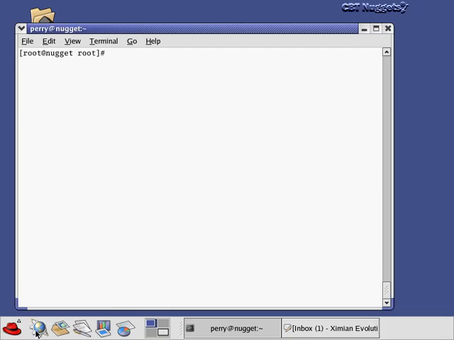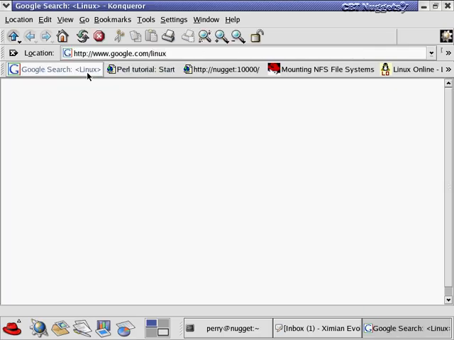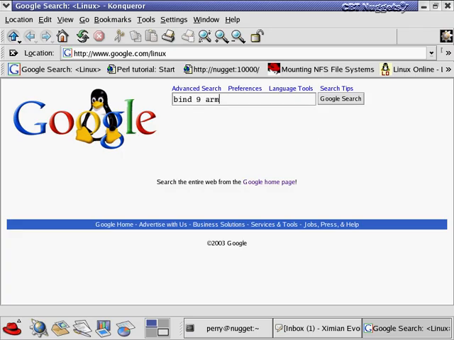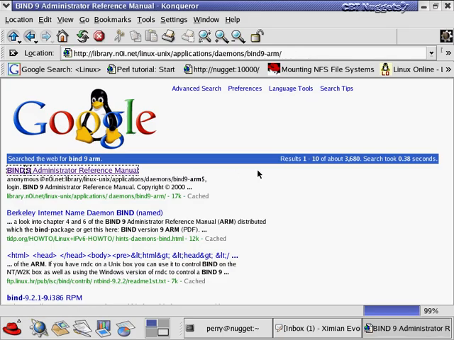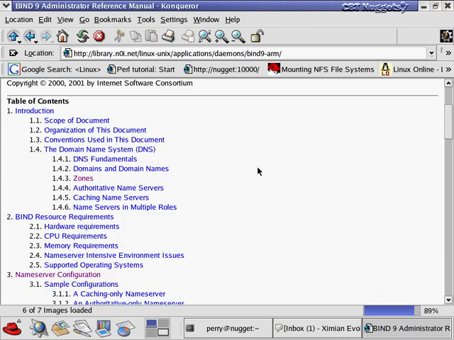So let's pull up a web browser here, and I want to walk you through this document that you would use if you were actually going to set up DNS for your local domain. Let's go to the Linux search in Google, and what we're going to search for here is bind9 ARM. ARM stands for the Administrator Reference Manual, and 9 is the version of bind that we're using. So this reference manual here is the authority for bind.